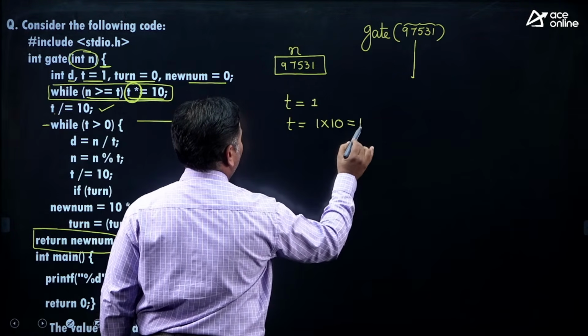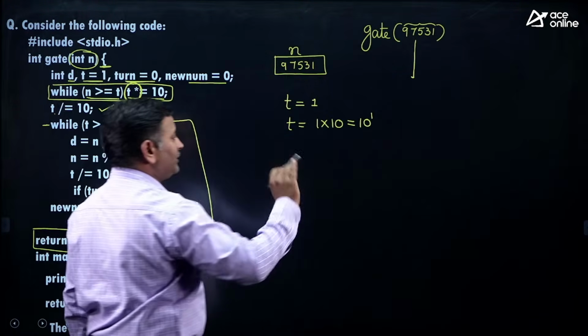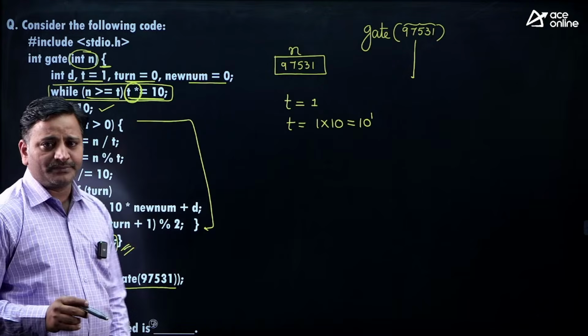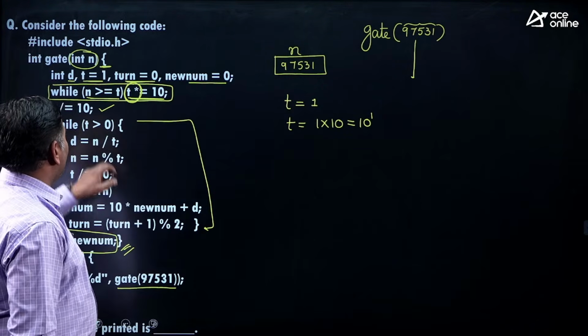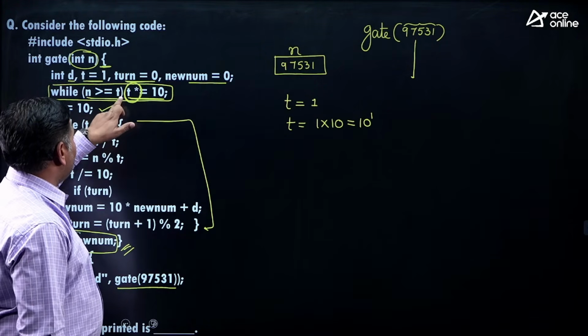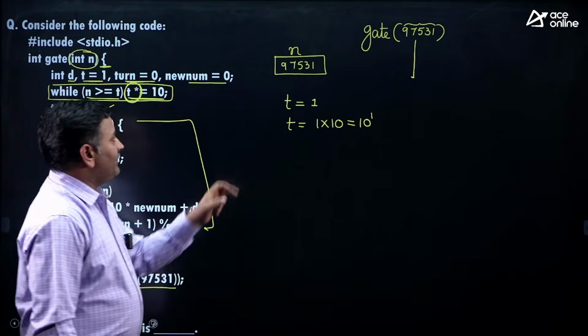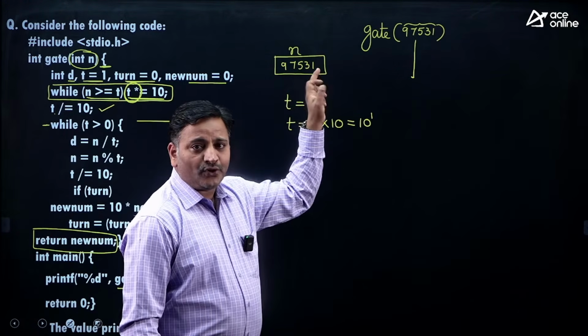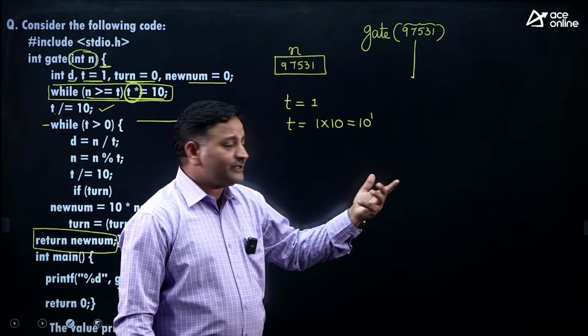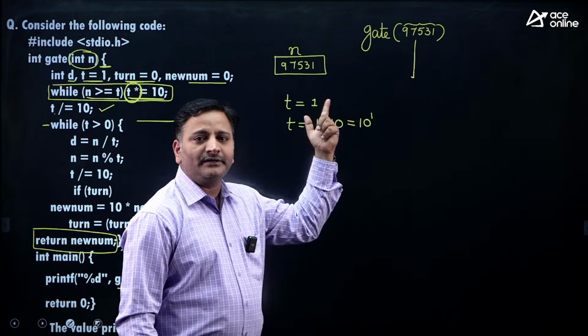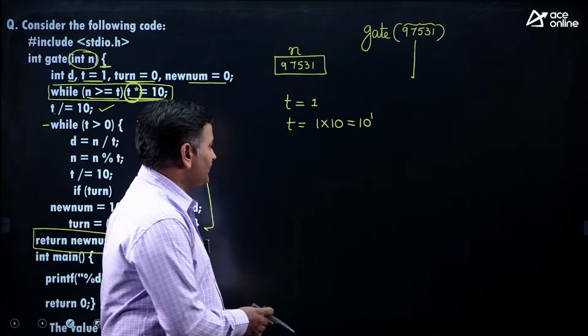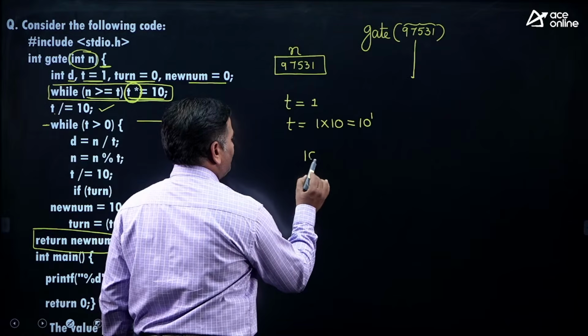You will get result equal to 10 power 1. You don't continue that process, because in the exam, time is the most important factor. So once you understand that as long as n is greater than or equal to t, t is multiplied by 10, and n value is equal to 97,000. So obviously, the exponent of 10 at which the condition n greater than or equal to t breaks is simply 10 to the power of 5.